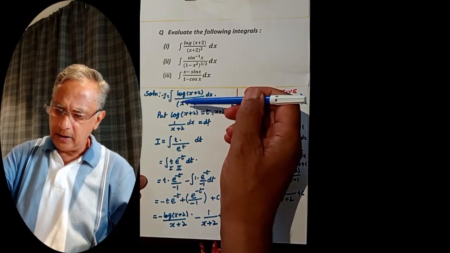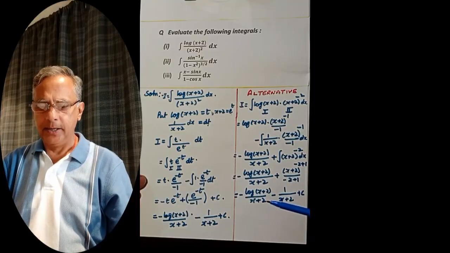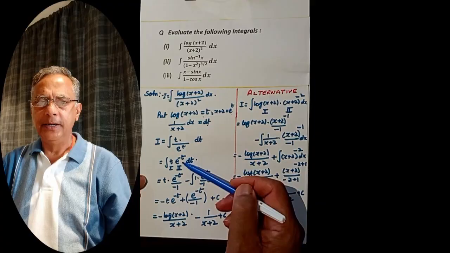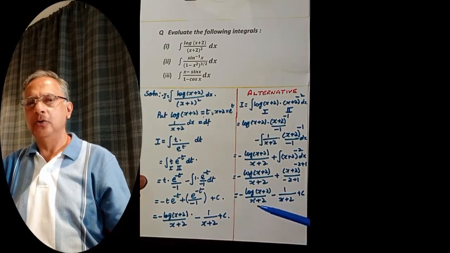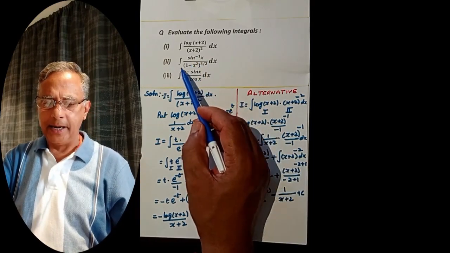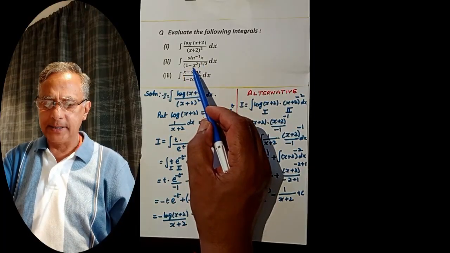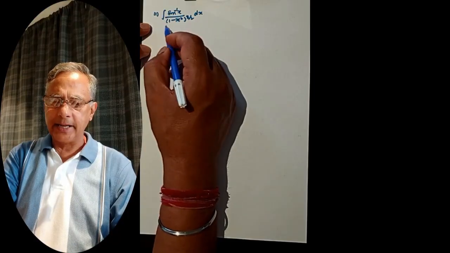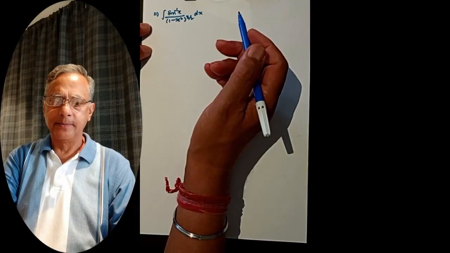So we can do this question either in this way or this way. Make this substitution, change this into e to the power of t and use integration by parts, or directly do the integration by parts. Now we take up the second part, that is the integral of sine inverse x over 1 minus x square to the power of 3 by 2 dx.